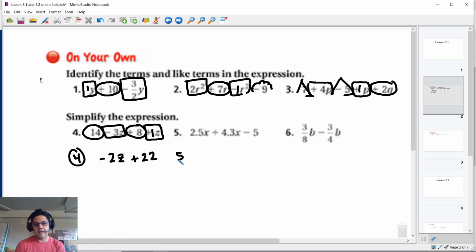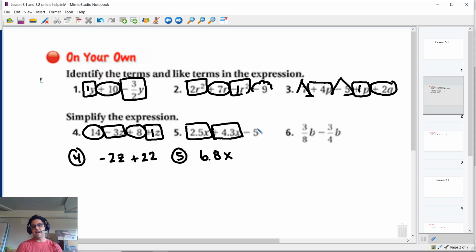Number 5. I got the x's here, decimals, that's perfectly fine. 2.5 and positive 4.3. Notice I'm getting the sign in there as well. So if I add that up, 0.5 and 0.3 is going to be a 0.8, and then a 2 and a 4 is a 6. Do not forget the x, though, please. And then the negative 5, that's all alone, but if you want to go ahead and circle it to give it a little bit of love, that's fine. But again, it stays the same.